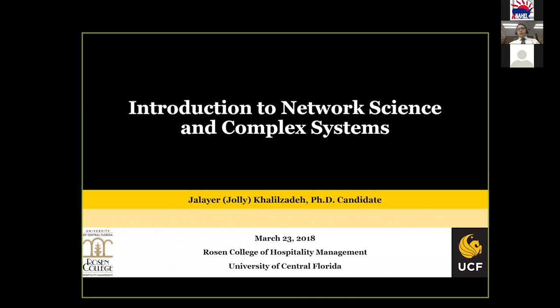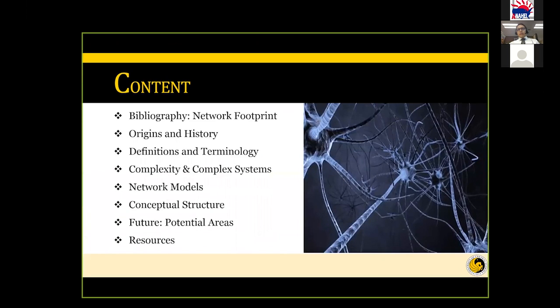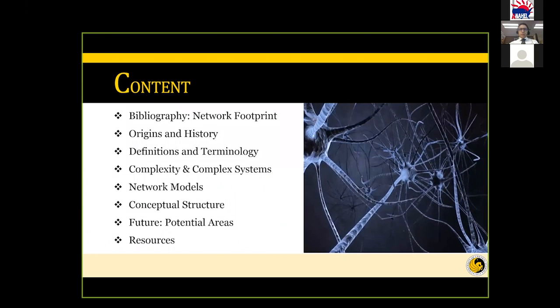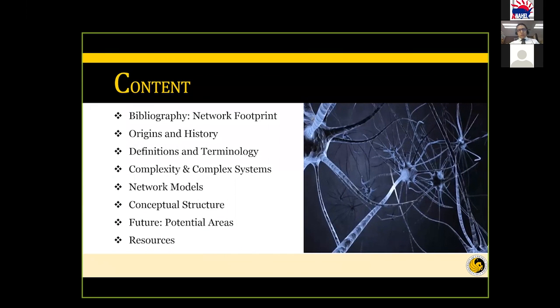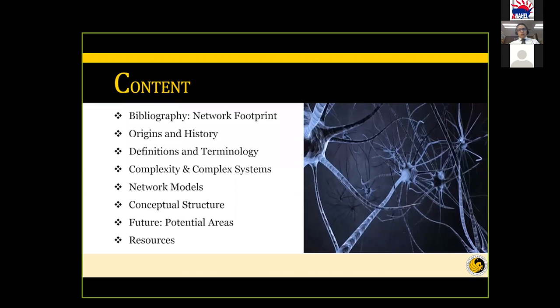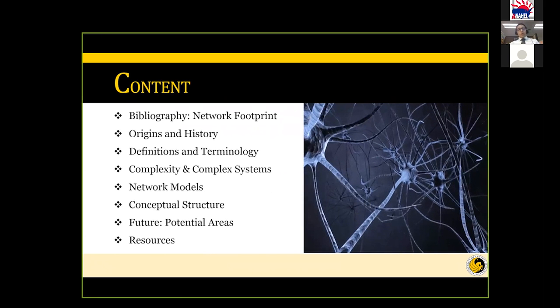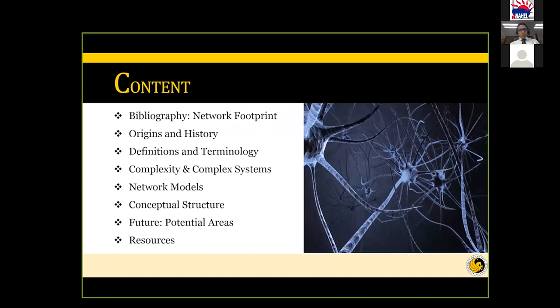All right, so in today's webinar, I will start with a very short bibliography of network footprint to see what we have in hospitality and tourism. And then I will move on with the origin of graph theory and network analysis. And after that, I will try to establish a terminology, common ground for our definitions. And then we will jump to a relatively remote topic in that sense, to complexity and complex systems. And then we will talk about network models, how network science can be related to complexity, and why it's one of the most common methods we used in complexity studies.